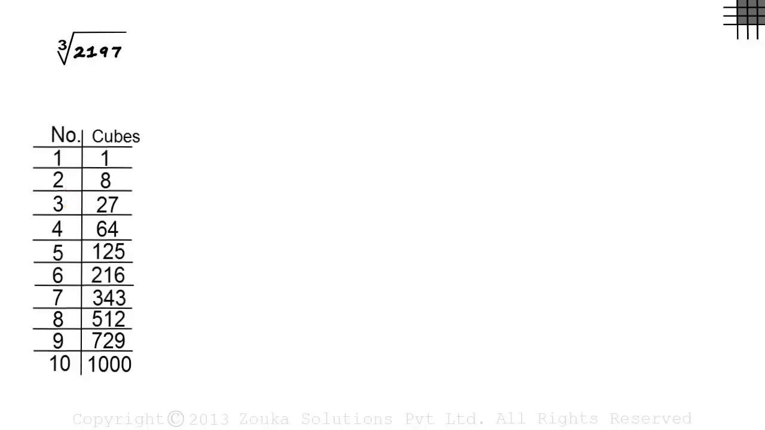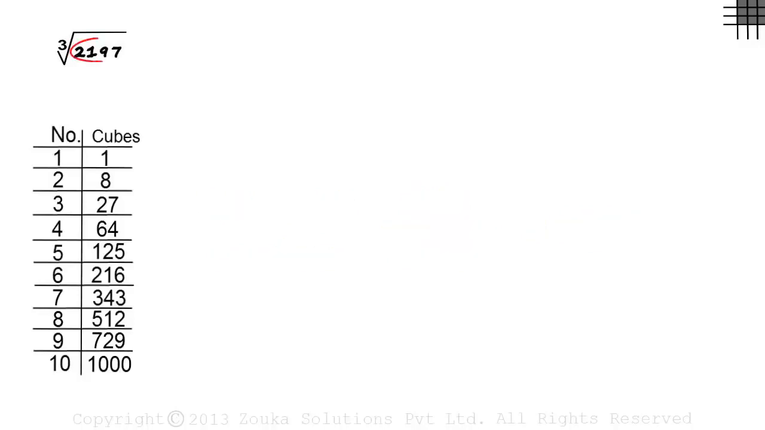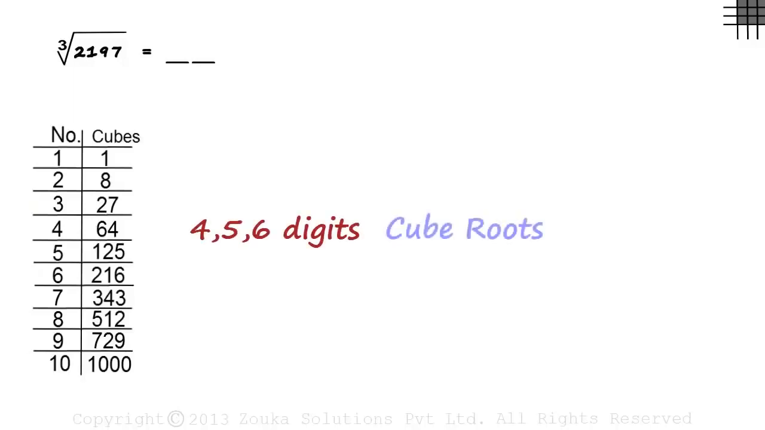Second, we should know that for 4, 5, and 6 digit numbers, their cube roots will always be 2 digits long. Since 2197 has 4 digits, its cube root will also be 2 digits long. That's it. Only these 2 things. Cubes of numbers from 1 to 10 and the fact that large numbers which are 4, 5, or 6 digits long will have cube roots which are exactly 2 digits long.